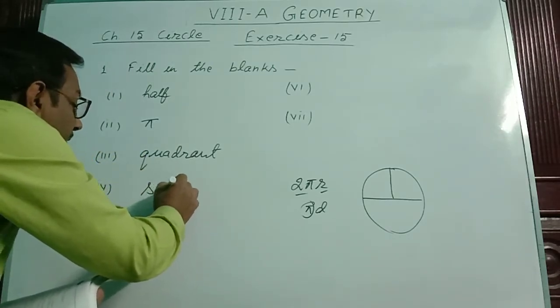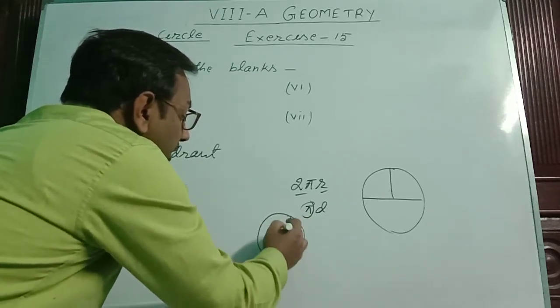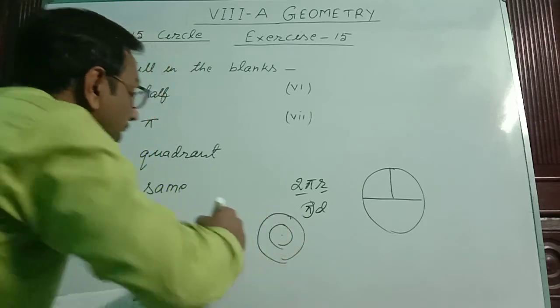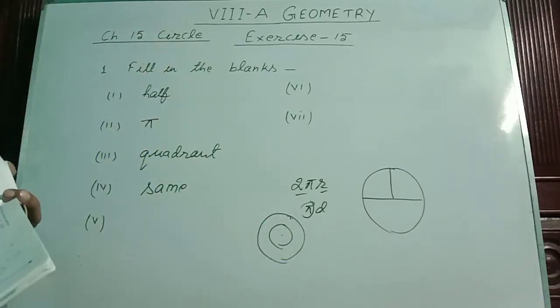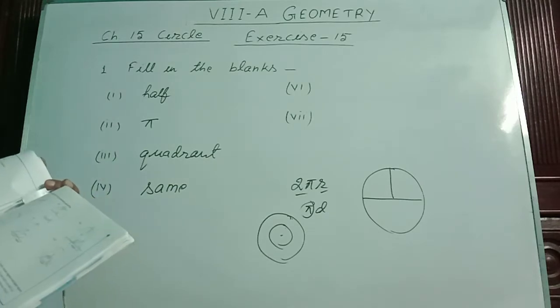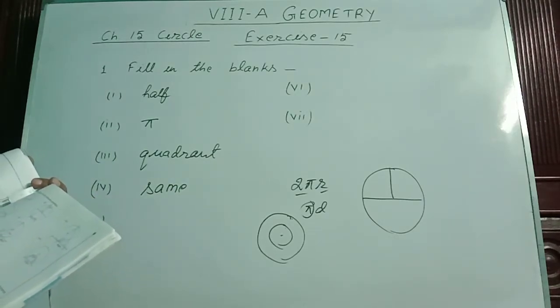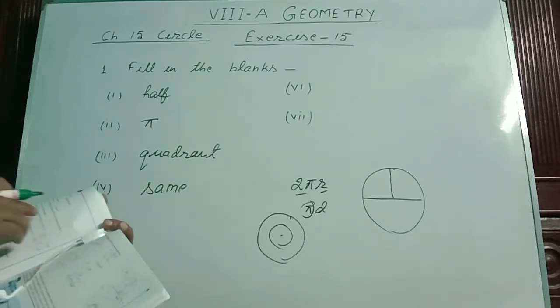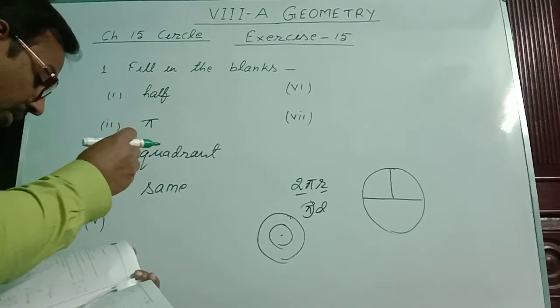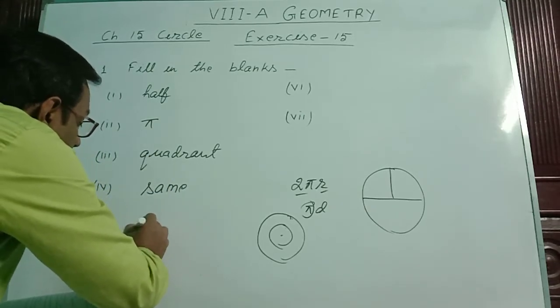Just I have explained this. Suppose these two are the circles and it has the common center, then we say these two are the concentric circles. Here the question was, the center of two or more concentric circles are dash, means are same. Center is same. Roman number 5, a tangent to a circle touches the circle at dash one point.